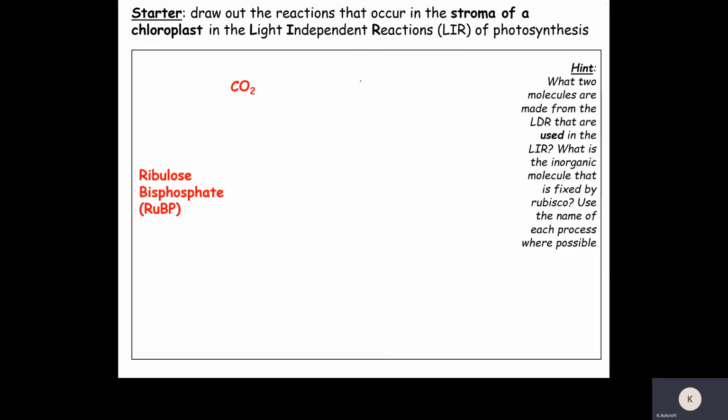Now the carbon dioxide reacts with a 5-carbon organic molecule called RuBP. Now that's called ribulose bisphosphate, but for AQA you can just say RuBP, but you must know it's a 5-carbon. Now the 1 carbon of the CO2 reacts with the 5-carbon of the RuBP, and that is catalyzed by an enzyme called Rubisco in the stroma of the chloroplast.